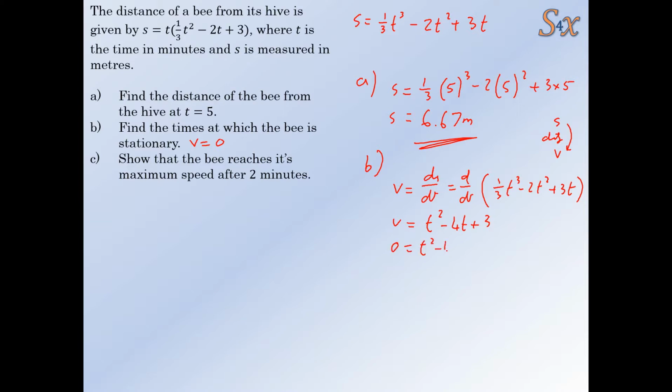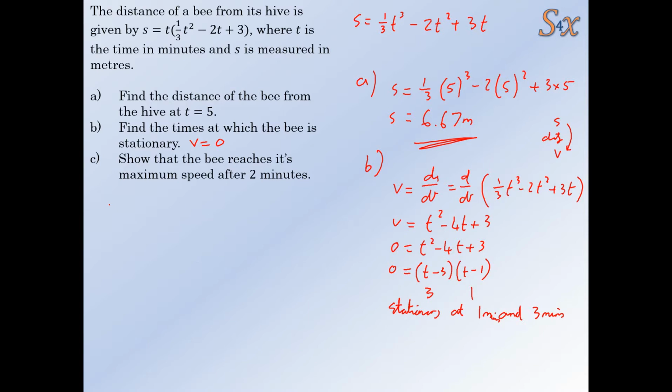And you can hopefully see this is a quadratic. Since it's a quadratic, I can actually factorize this one. It's quite an easy one to factorize. It's going to be t minus 3, t minus 1. So the solutions are 3 and 1. So the times at which the bee is stationary: it's stationary at 1 minute and 3 minutes, just by solving that quadratic and setting v equals 0.